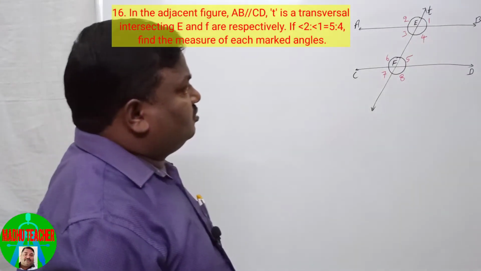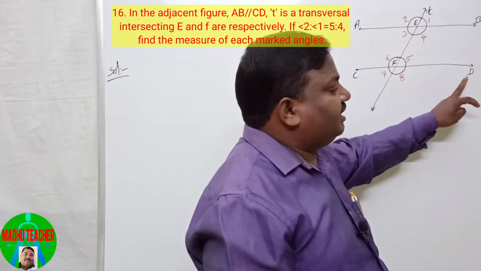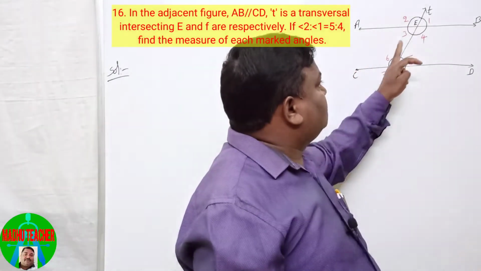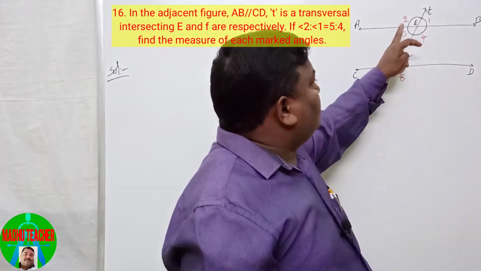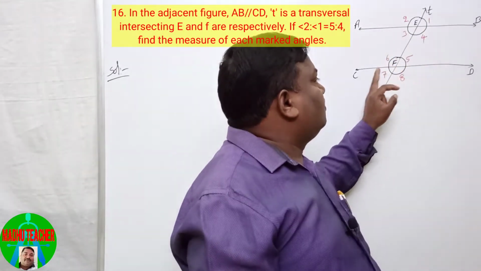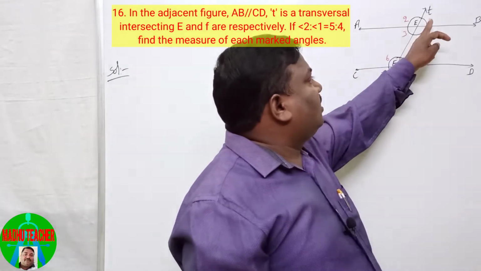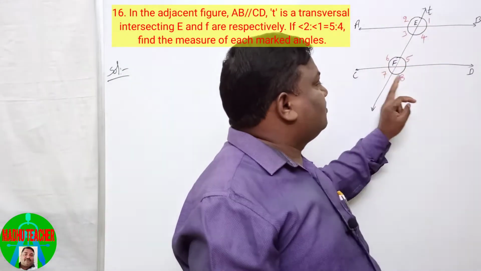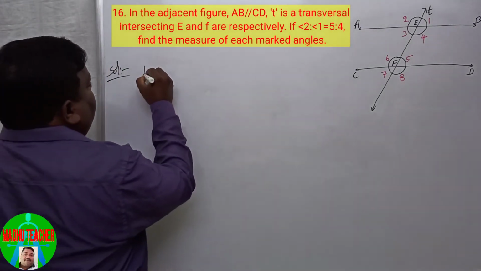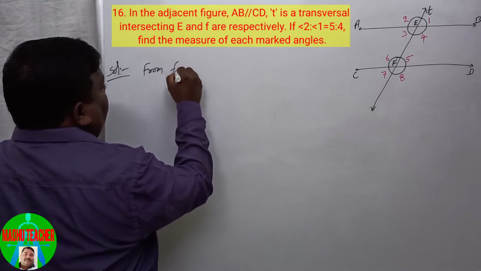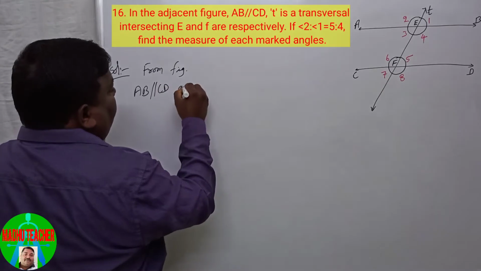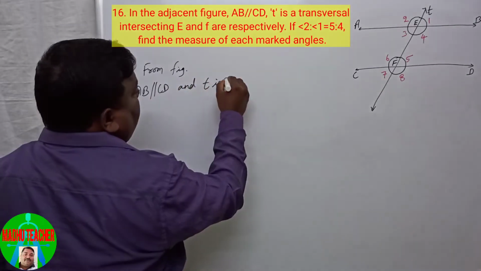Okay, so what is given? AB parallel to CD. T is the transversal intersecting these two parallel lines at E and F. Angle 2 is to angle 1 is 5 is to 4. Then find all the marked angles. So that means you have to find angle 1, 2, 3, 4, 5, 6, 7, 8. First of all, I am writing the given data. From the figure, AB is parallel to CD and T is the transversal.